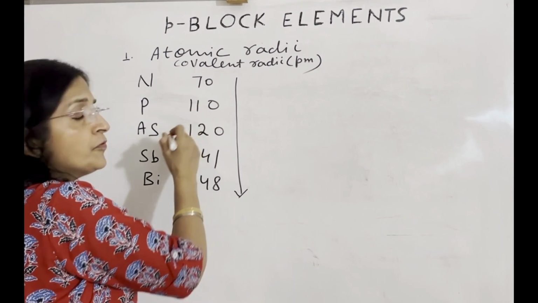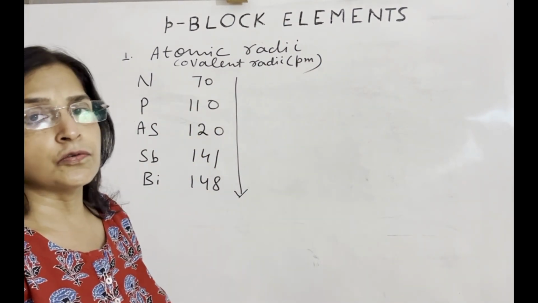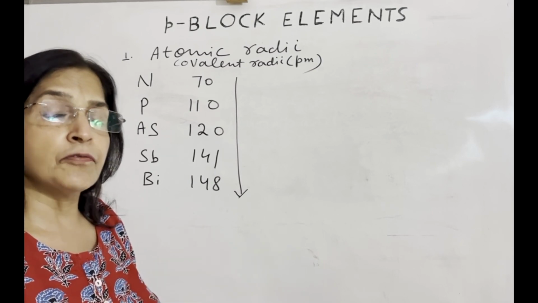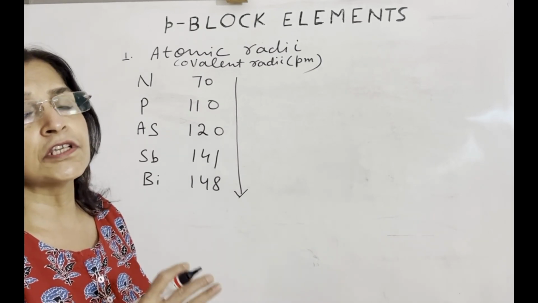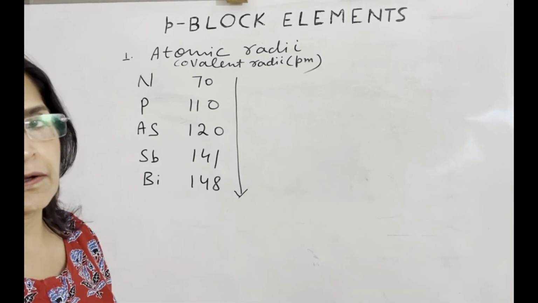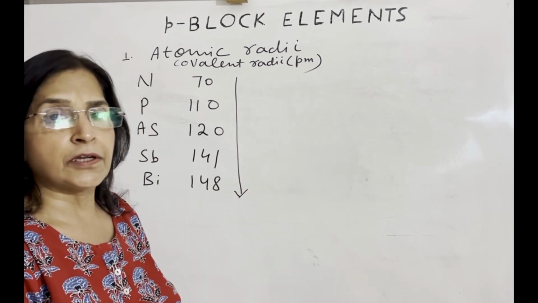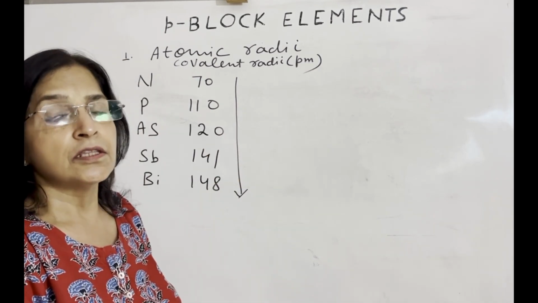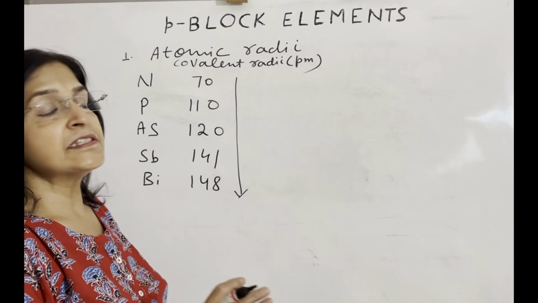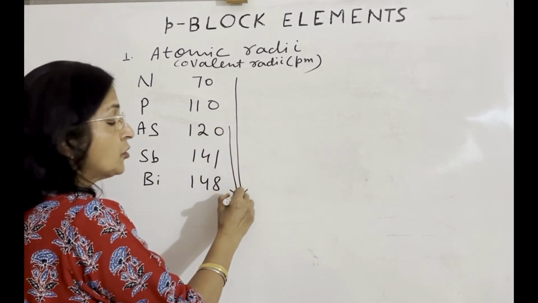But when we move from phosphorus to arsenic, d orbital electrons are introduced. The screening effect or shielding effect of d orbital electrons is poor in comparison to s and p orbital electrons. So the effect of the nucleus on the outermost shell electrons, the effective nuclear charge, is more. Therefore, there is a small increase in atomic radii when we move from arsenic to bismuth.